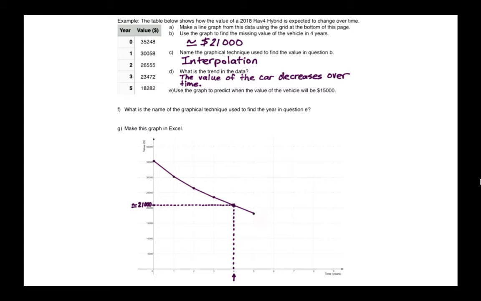So if I was going to describe that in words, I'd say something like this. The rate of decrease is also decreasing. Or the amount that the value of the car is decreasing by becomes less and less each year.